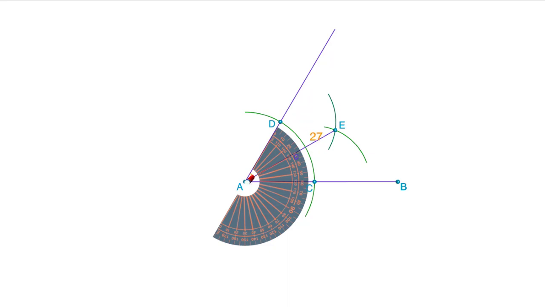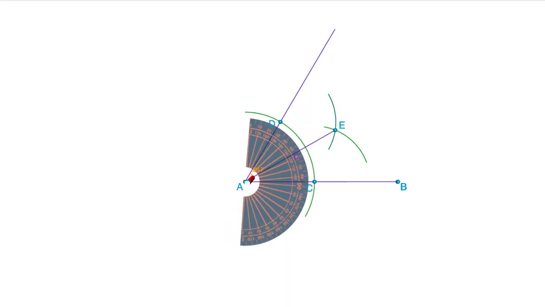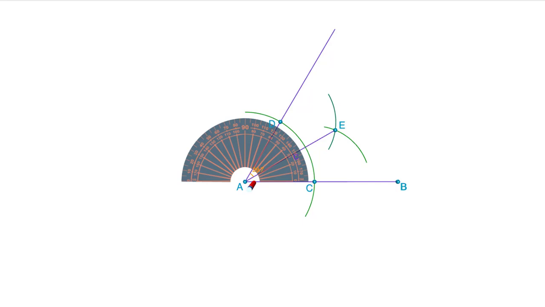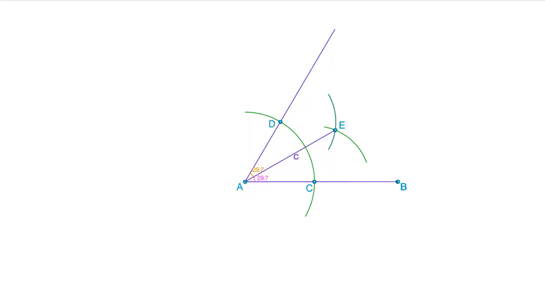Now we are just checking whether our construction is correct. We measure those angles using a protractor. You can clearly see that one of those angles is 29.7 degrees and the other is also 29.7. The last part is just for checking.